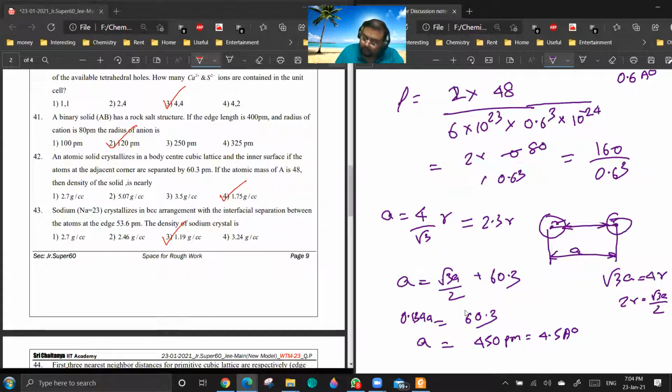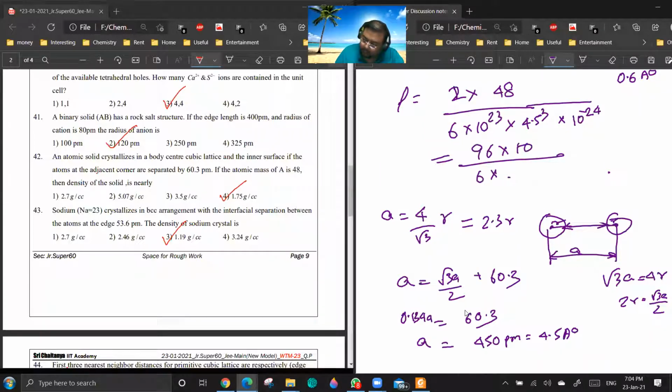Then you can use it there. So if you use it here, it is like 4.5 whole cube into 10 power 24. So it is 96 into 10 by 6 into 4.5 whole cube, and then the cube root. The cube is 91.125. So it will come out something close to 1.75.